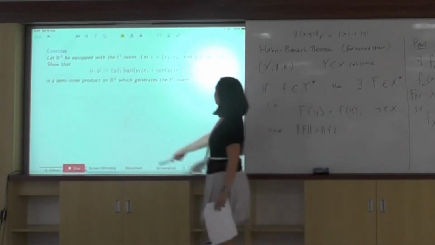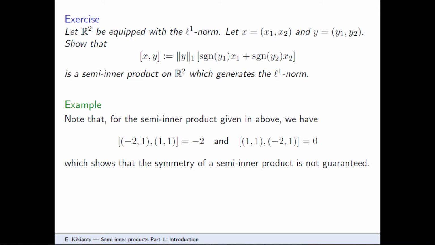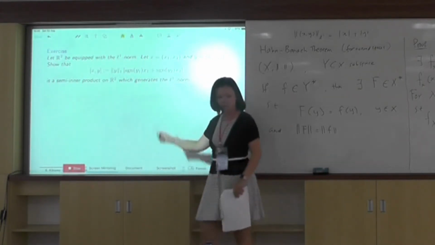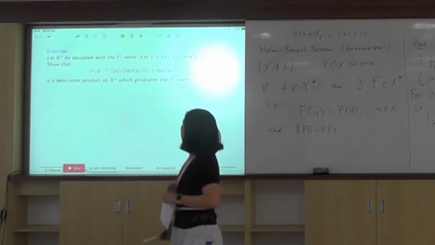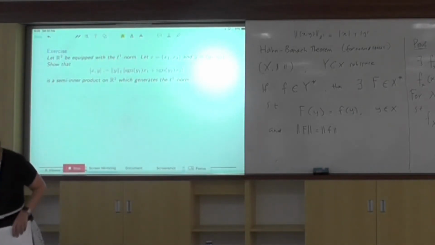How does it look like? [x, y] is the norm of y, multiplied with... this is the sign function. Easy, yeah? So if it's negative, then it's -1, 0 is 0, positive is 1. sign(y1) x1 plus sign(y2) x2. Okay. So this is a semi-inner product in L1. Homework for you.